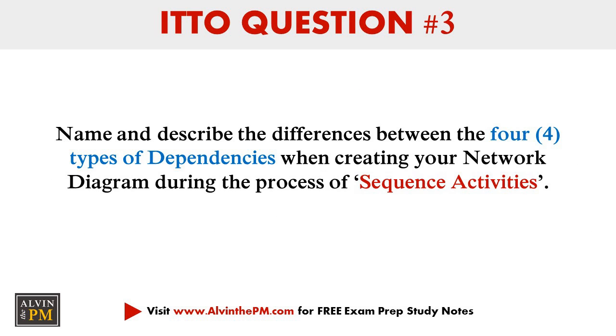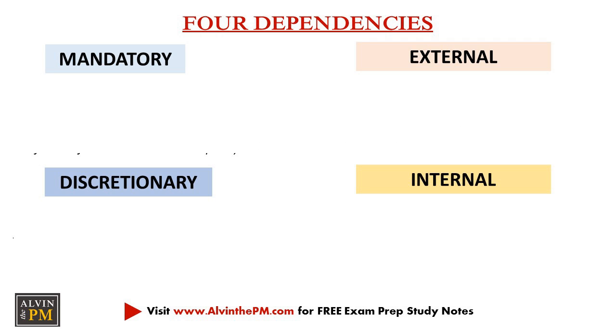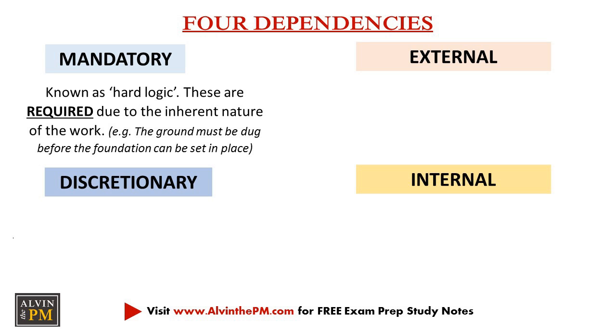Question 3. Name and describe the differences between the 4 types of dependencies when creating your network diagram during the process for sequence activities. The correct answer is as follows. The 4 dependencies are mandatory, discretionary, external, and internal. Now let's take a close look into what each means. A mandatory dependency is known as hard logic. These are required due to the inherent nature of the project's work. So for example, the ground must be dug first before the foundation can be set in place.